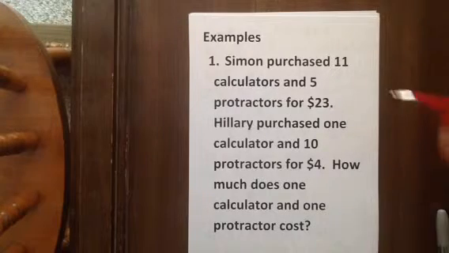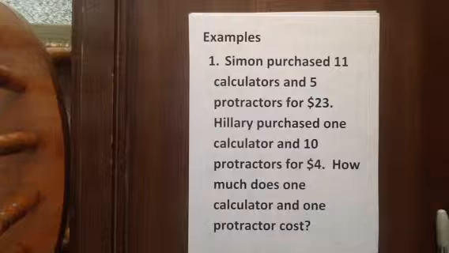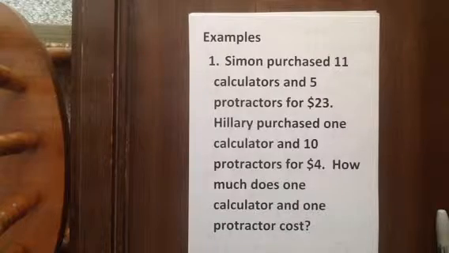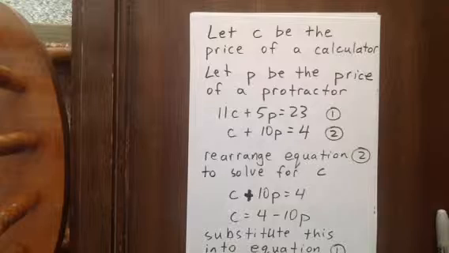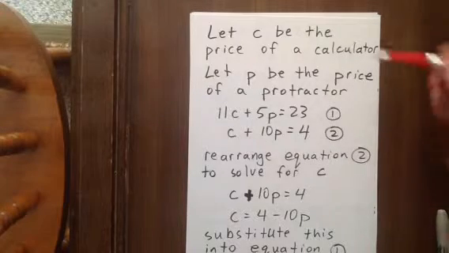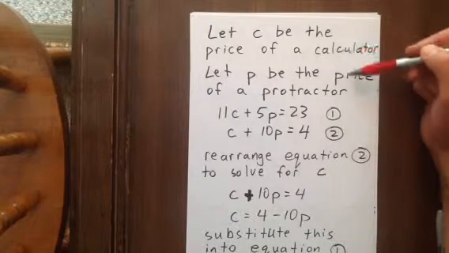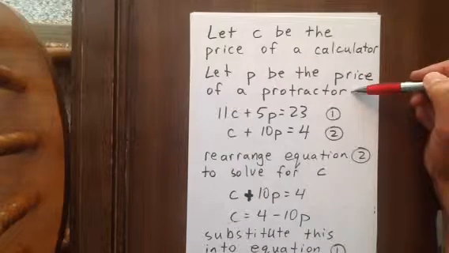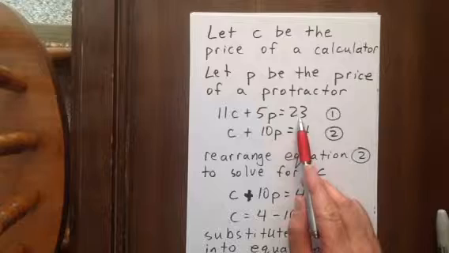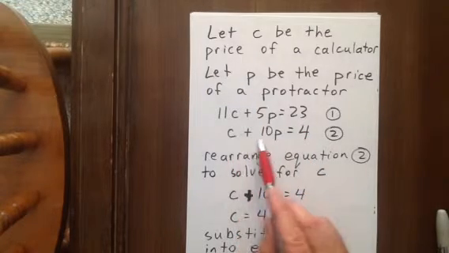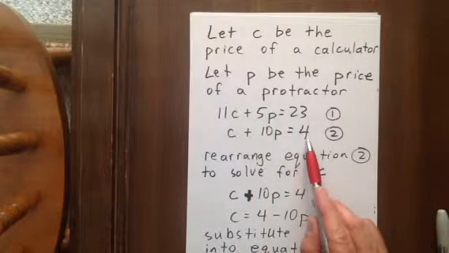Well, the first one says Simon purchased 11 calculators and 5 protractors for $23, and Hillary purchased 1 calculator and 10 protractors for $4. We want to know how much 1 calculator and 1 protractor costs. So what we're going to do is we're going to let C be the price of a calculator, and we're going to let P be the price of a protractor. So 11 calculators and 5 protractors is $23. And 1 calculator and 10 protractors is $4.